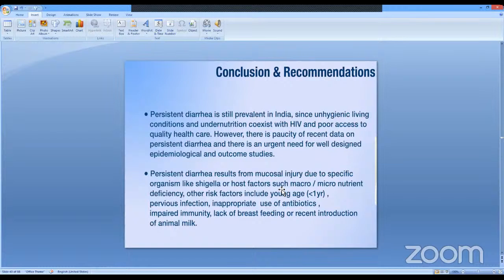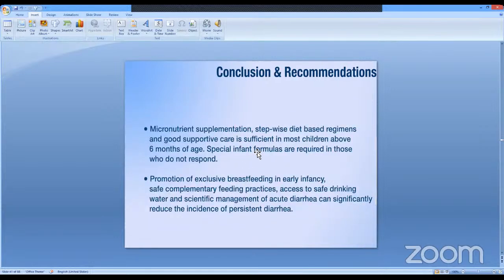So in conclusion and recommendation in respect of persistent diarrhea, it is mostly in our country because of unhygienic living condition, undernutrition, coexistence of HIV, and poor access to good quality health care. Some other factors are chronic mucosal injury due to specific organisms like Shigella, macro and micronutrient deficiency, young age, previous infection, inappropriate use of antibiotics, impaired immunity, lack of breastfeeding, and introduction of animal milk. Micronutrient supplementation with stepwise diet-based regime and good supportive care is sufficient in most children above 6 months of age. Special infant formula is very rarely required.